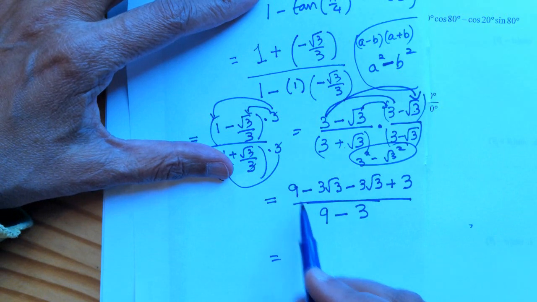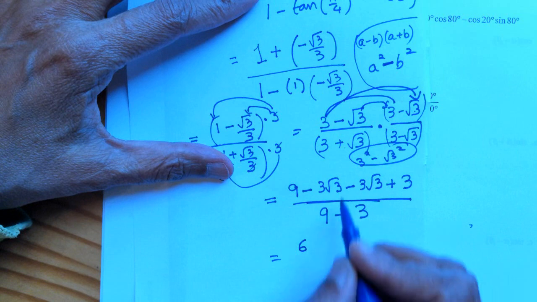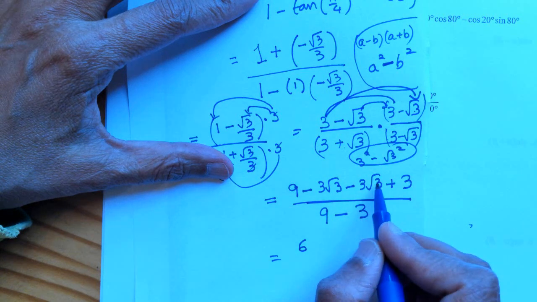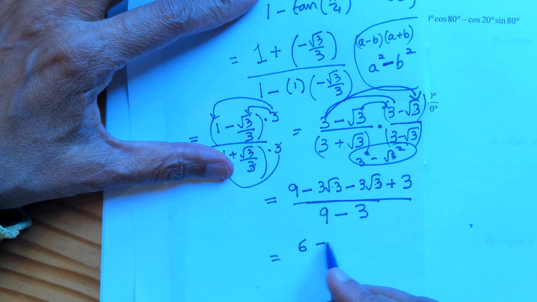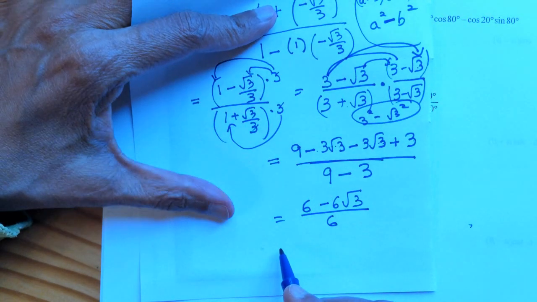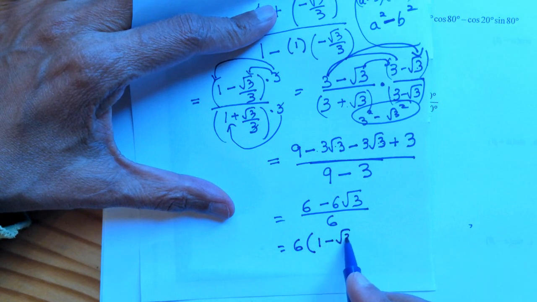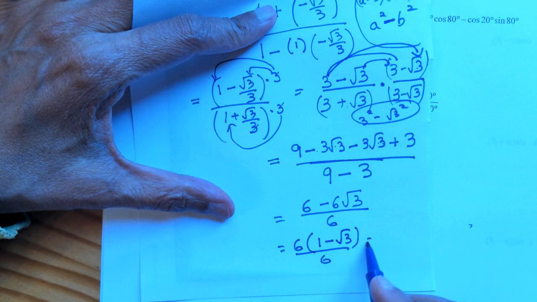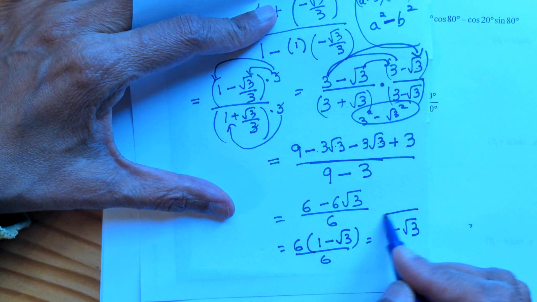So combine the like terms, 9 plus 3 is 6. You add these because they are like terms, they both have the same radicand. So negative 3 becomes negative 6 square root of 3. And my denominator is 6. Again, a good answer, except it can be simplified because both of them are factors of 6. So you can pull 6 out. What am I left with? 1 minus square root of 3. And 6 stays as 6. So this simplifies to 1 minus square root of 3 over 1. That's your final solution.